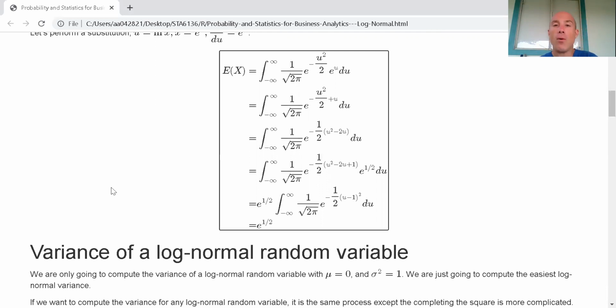Okay, so now let's go on to variance. The variance of the log normal is very similar. It's just that I've got a little bit more to work with in terms of that completing the square.